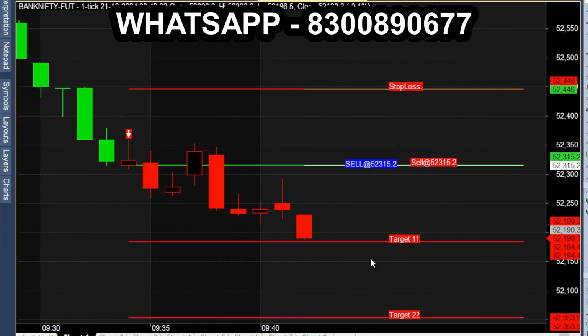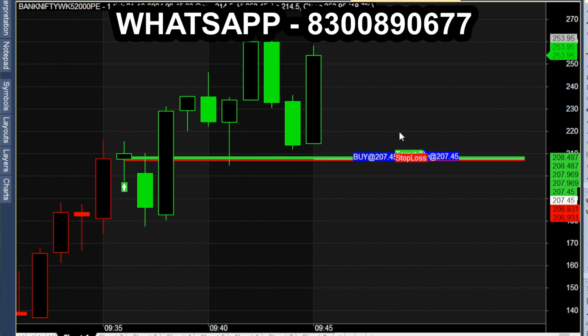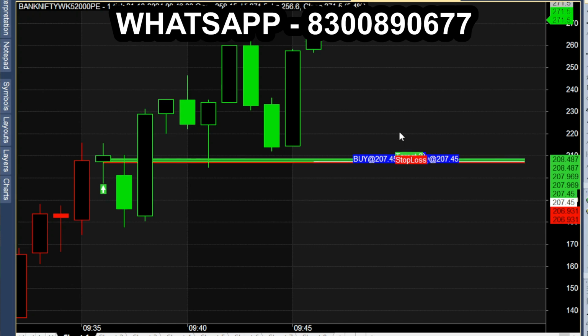Within 10 minutes of the sell call being generated, it successfully broke out the first target range. Like this, the call generated and broke out the target. And let's take a look at an out of the money option, 52,000 put option, weekly expiry, we are watching. The buy call came at the 200 range and the market went all the way to 270. Like this, in the option chart, the out of the money option chart also, it really performed well.